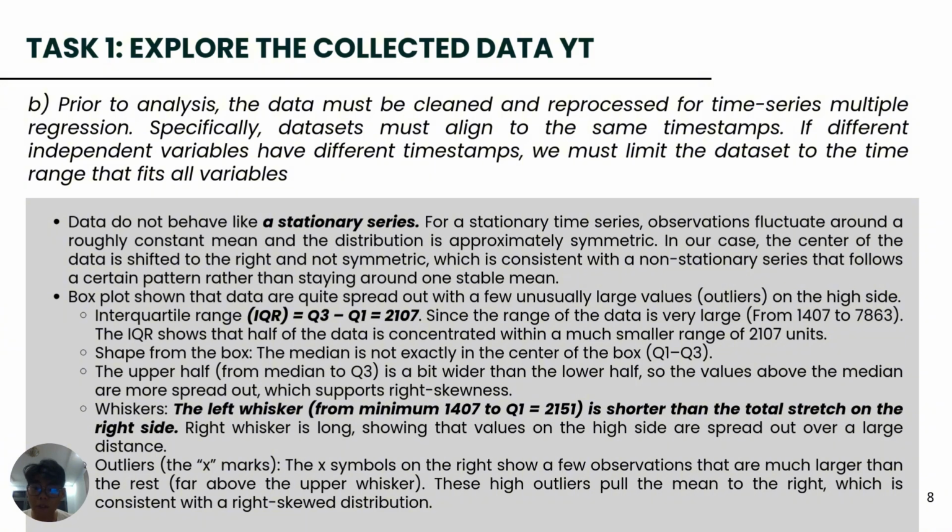The box plot also gives us more details. First, the data is non-stationary. It doesn't stay around a stable average, but fluctuates a lot. Second, the data are quite spread out. You can see the outliers marked with X symbols on the right. This represents unusually high sales values that contribute to the right skewness we mentioned earlier.